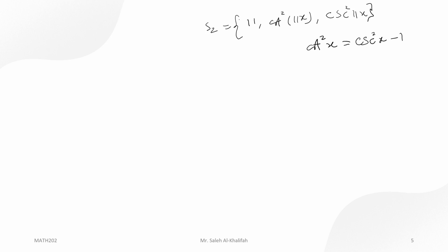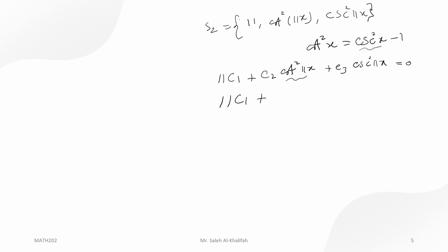تمام. طيب الآن عندنا هذه المعادلة، وي هاف c1 ضرب 11 plus c2 cotan square 11x plus c3 cosecant square 11x equals 0. Cotan square of 11x is nothing but cosecant square 11x minus 1.